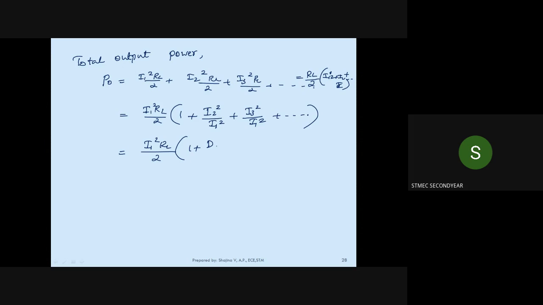Okay, so this is D2. That is I2 by I1 whole square. So this will be D2 square. This is I3 divided by I1, it is D3. So this will be D3 square plus D4 square etc. will be there. Okay. Or we can say total output power is equal to this I1 square into RL by 2, means it is P1.